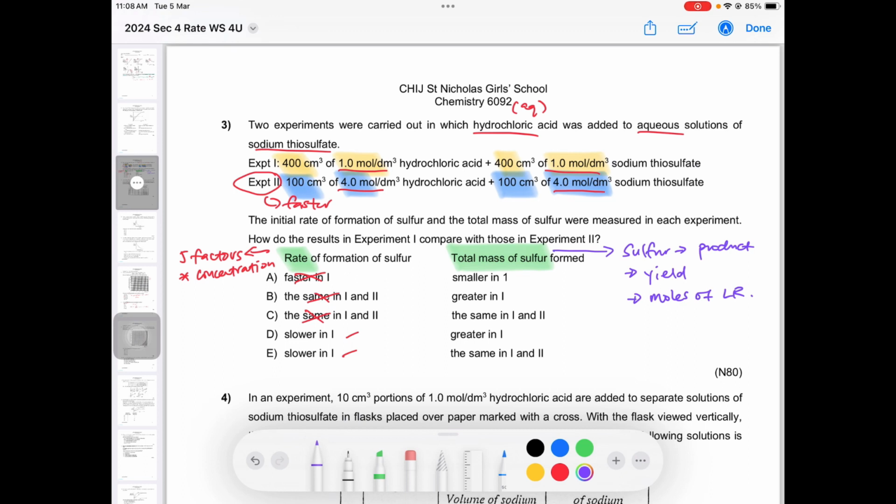As for the total mass of sulfur formed, like I mentioned, you have to quickly do a calculation of the number of moles of the limiting reagent. For experiment 1, same volume and concentration of both reagents, so you just do this once: 400 over 1000 times 1, which will give you 0.4 moles of each reagent. Whereas in the second experiment, I'm using 100 cm cube and 4 mole per dm cube, which ends up giving me the same number of moles of reagent. So the mass of sulfur formed should be the same, and that's why the answer is E.